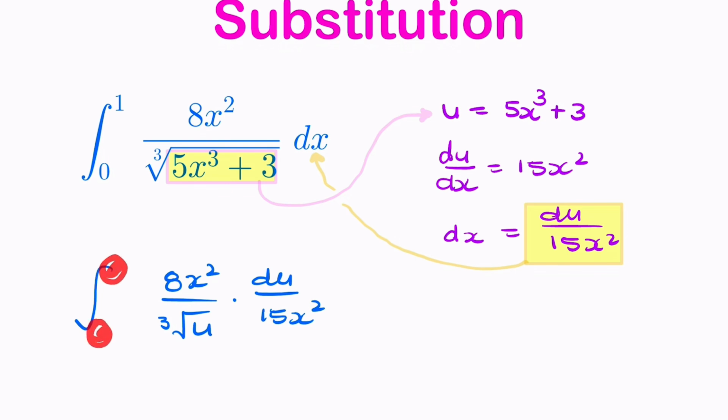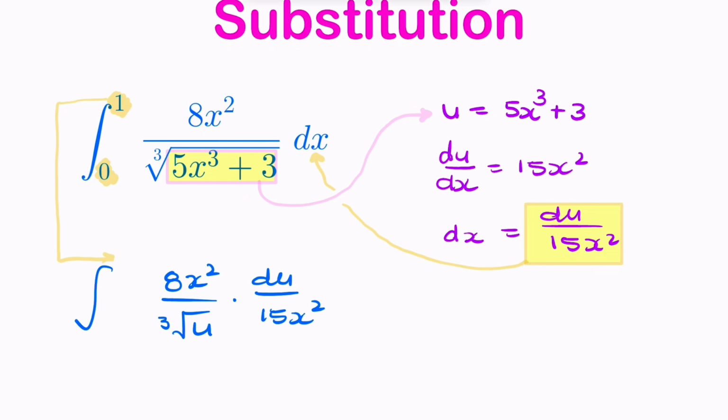Now, what about the limits? These limits need to be limits for u and not limits for x. So I can't use 1 and 0. So these 1 and 0 need to change. So what do I put instead of the 1? I need to put a value for u. So it'll be 5x cubed plus 3.